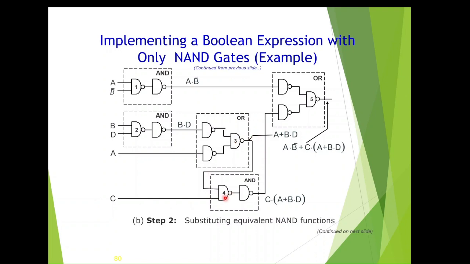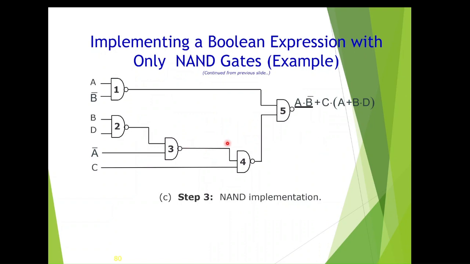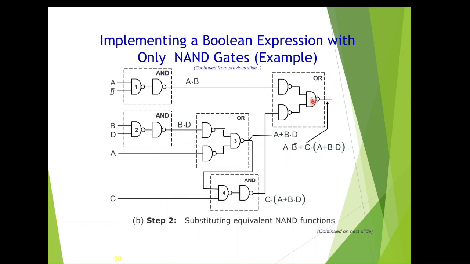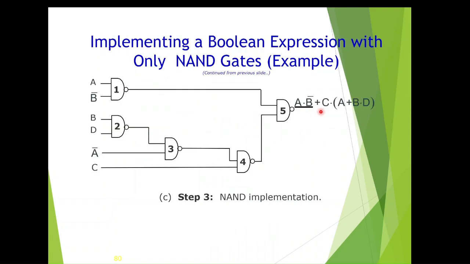this output we will be giving to this fourth gate. Then the last gate, the fifth gate, here these two inverters get cancelled. Similarly, these two inverters get cancelled. So the fourth gate output is directly given as one input of the fifth gate. That's how we are forming the NAND implementation. So now the expression A dot B bar plus C into A plus B dot D is implemented only using NAND gates. This is how we have to implement using NAND.